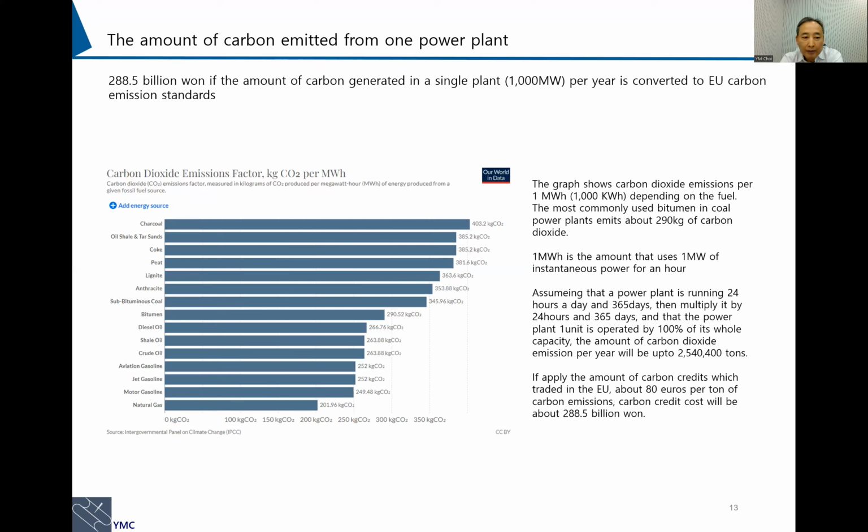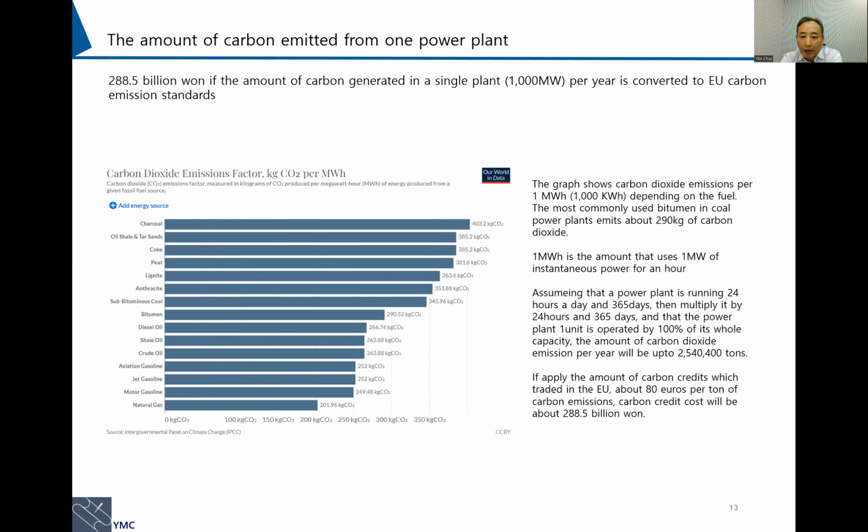Sometimes anthracite coal will be used in a coal power plant, but if they want to use anthracite coal, they should add more facilities to burn it, because the calorie value is low, so it's too hard to burn.